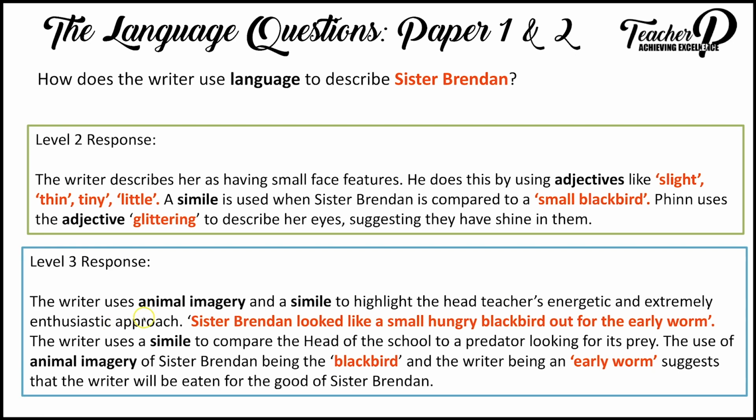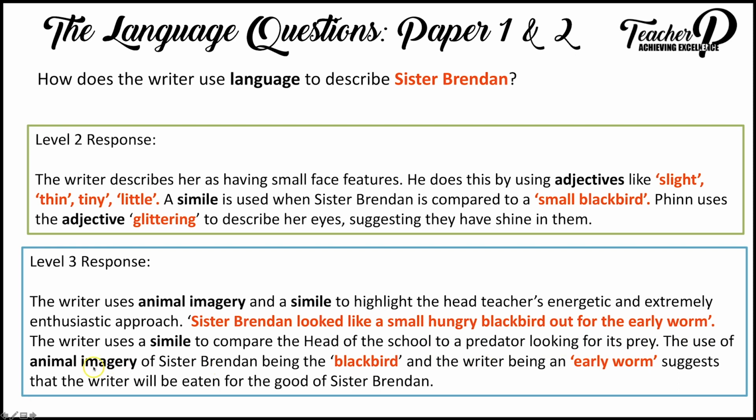They then have their quote, Sister Brendan looked like a small hungry black bird out for the early worm. So this quotation links to their point on animal imagery and the simile. The writer uses a simile to compare the head teacher to a predator looking for its prey.